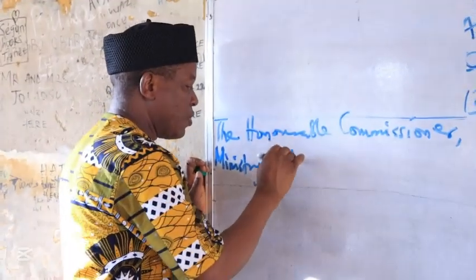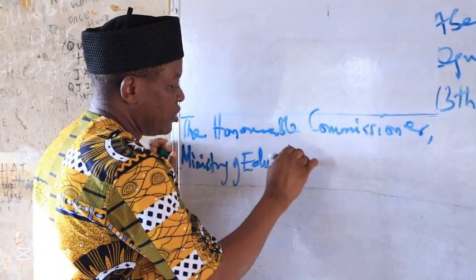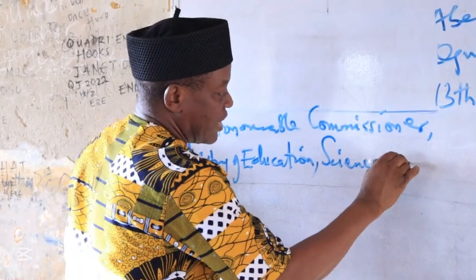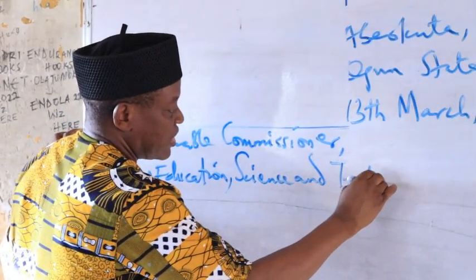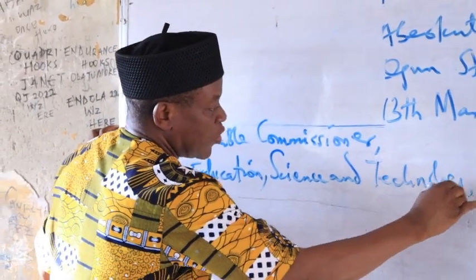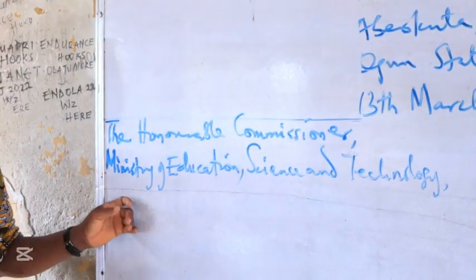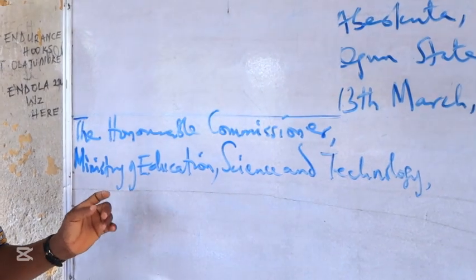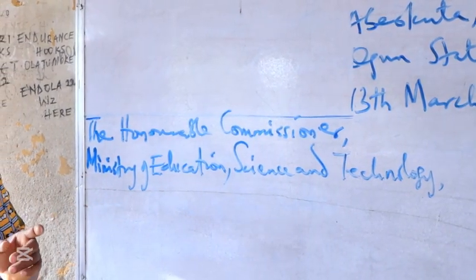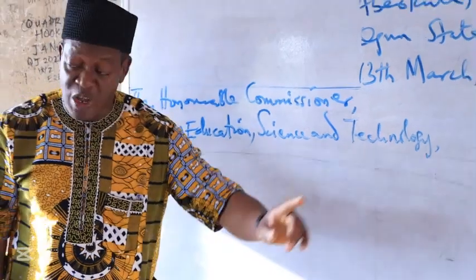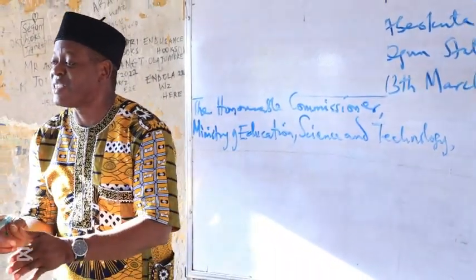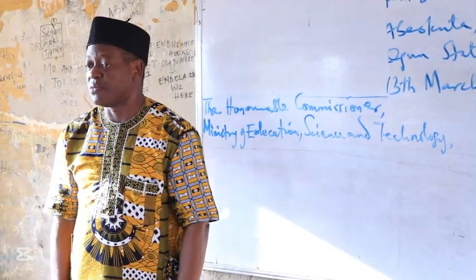of Education, comma, Science and Technology, comma. Some of you wrote Ministry of Education under Science and Technology. That's enjambment. I've told you it's not allowed in letter writing. It must be contained in one line. You must structure your handwriting in such a way that it is accommodating such.